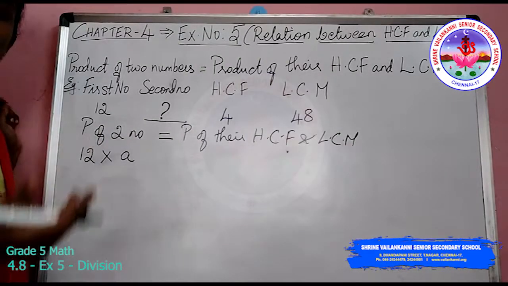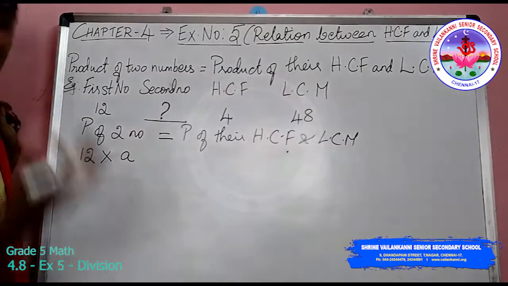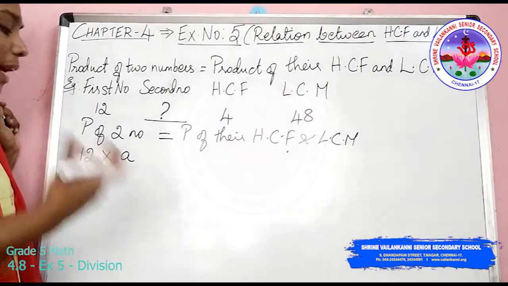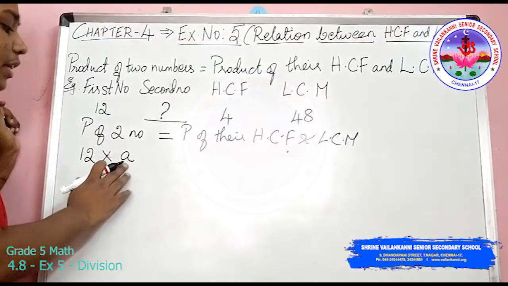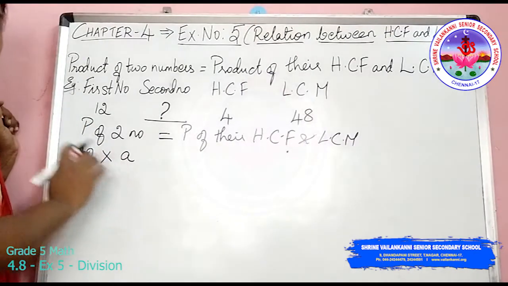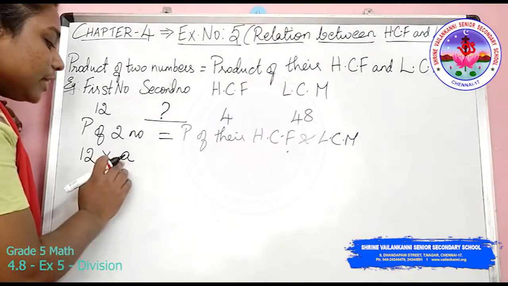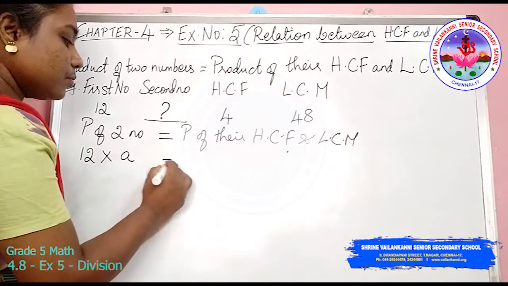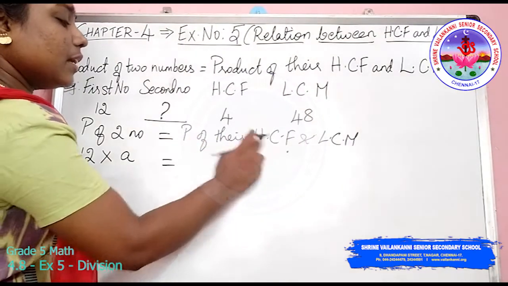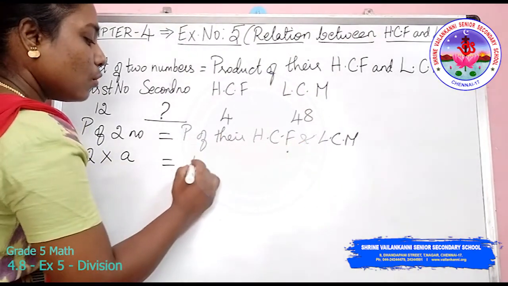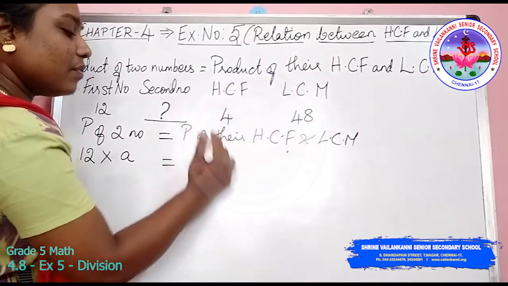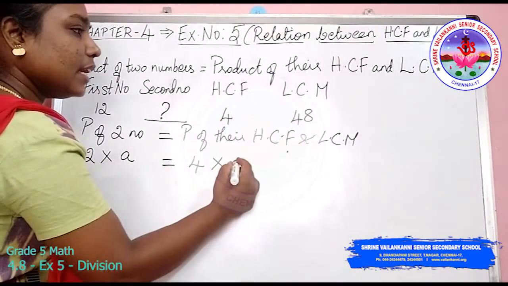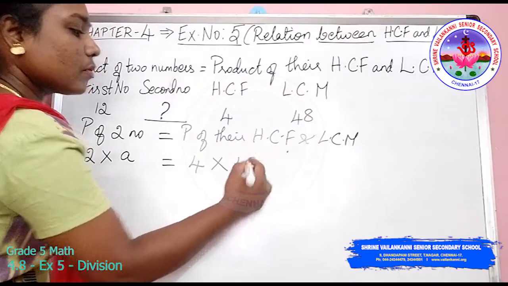You can also use any alphabet, either X or B or Y, anything you can use. So here I am going to take A. I am going to treat this A as the second number. So what is the product of their HCF and LCM? 4 is the HCF, 48 is the LCM.